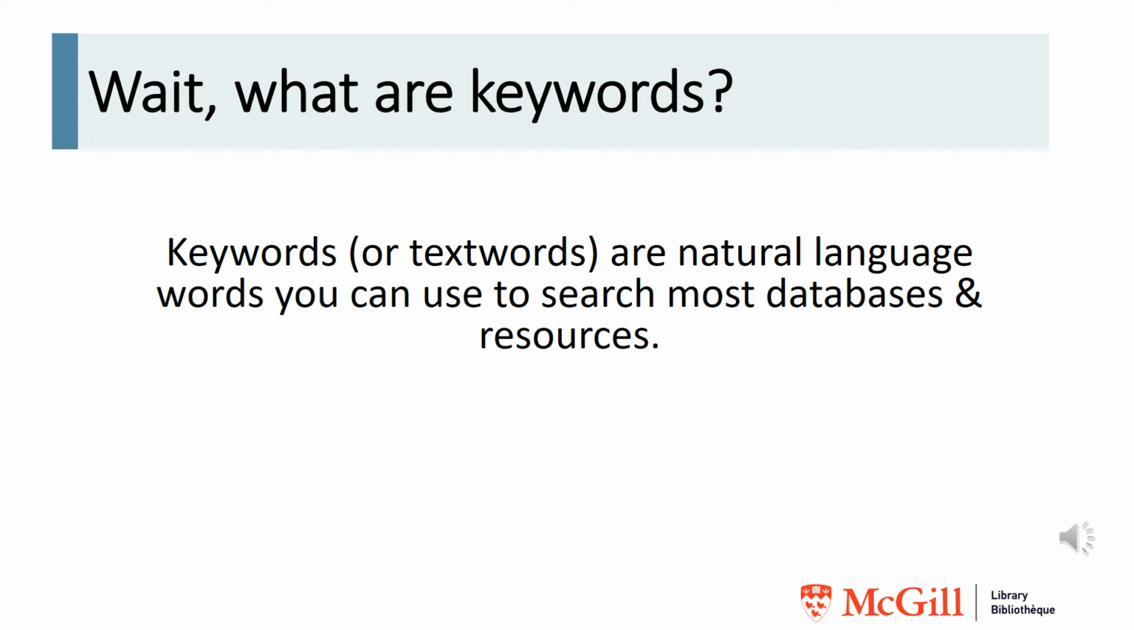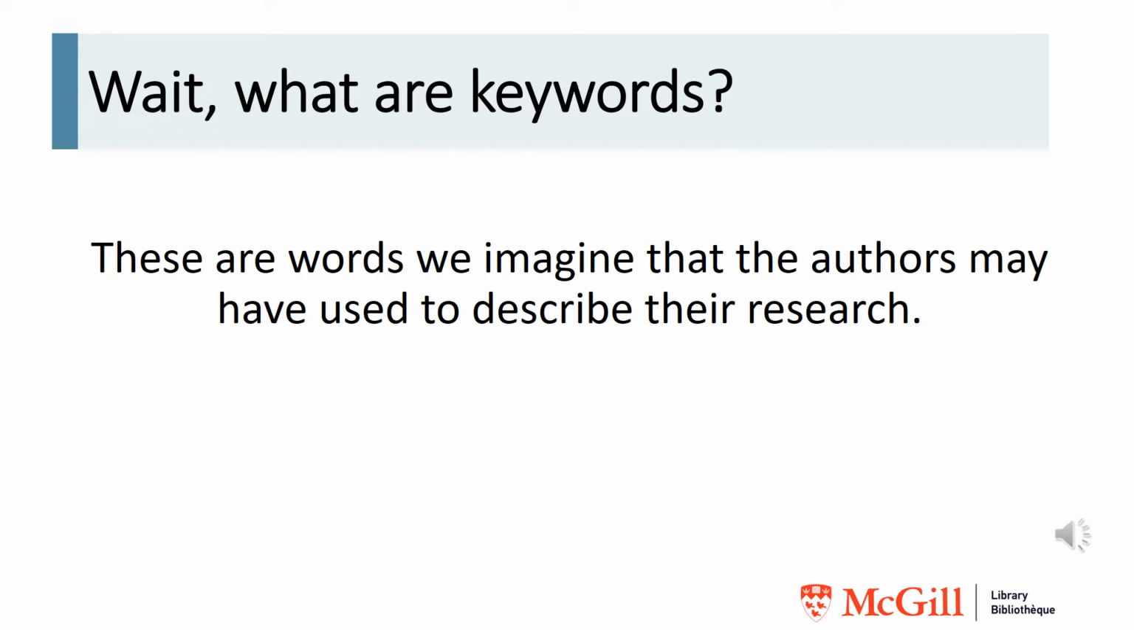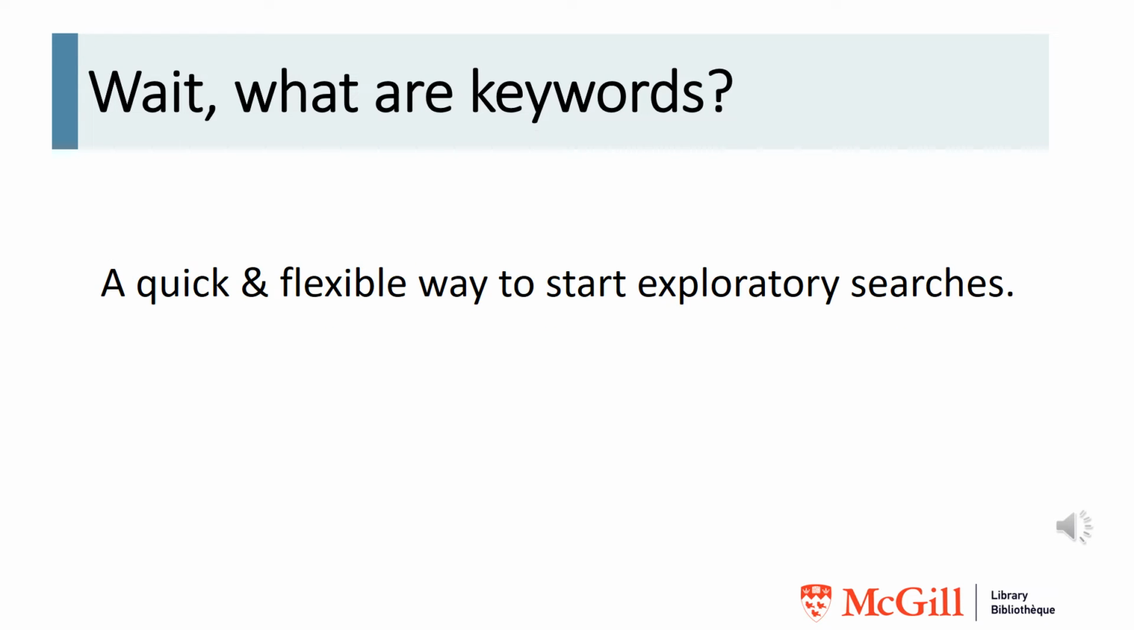So keywords, or what we sometimes call text words, are natural language words you can use to search most databases and resources. Usually these are words we imagine that the authors may have used to describe their research. Searching with keywords is a quick and flexible way to start exploratory searches, much like you search Google.